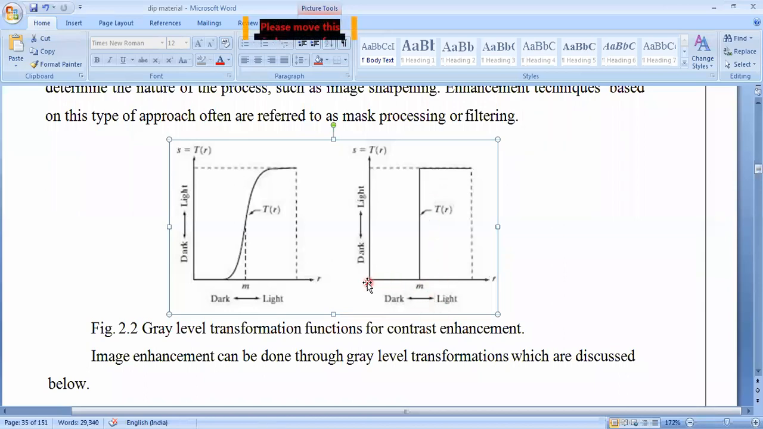Now, whatever the range of pixels 0 to 127, all these input image pixels, what is the amplitude in the output? Fanindra, are you there? Yes, sir. What is the output here, for this range of pixels?